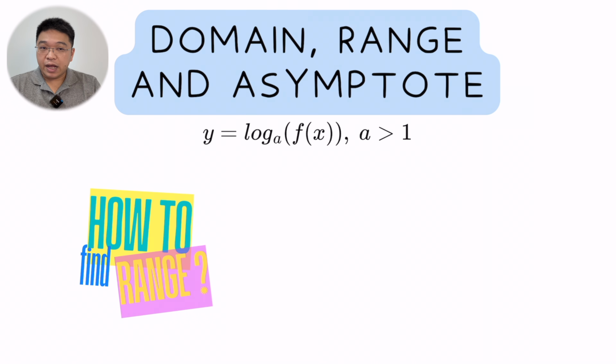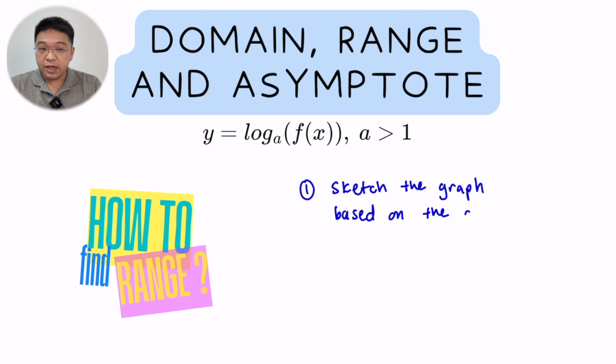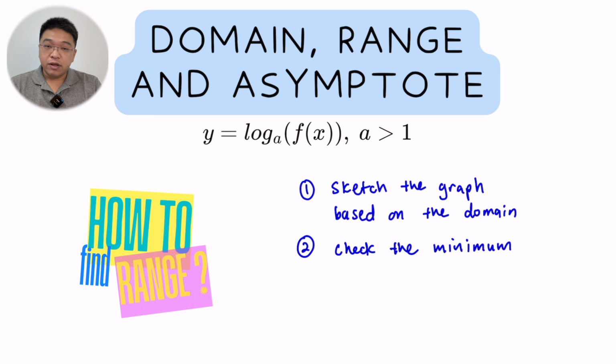And now, how do we find the range? The most obvious way to find the range is to first sketch the graph based on the domain. Remember, this must be based on the domain. And this doesn't just apply to the logarithmic graph. It applies to all other graphs as well. After you sketch the graph based on the domain, you check and observe what is the minimum y and what is the maximum y. From there, you will be able to find the range of the function. Remember, the range is associated with the y values. It's the range of possible y values.